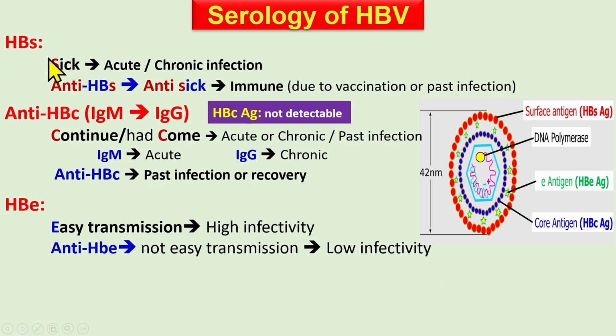So HBs, sick or anti-sick: the antibodies show the immunity, and the antigen shows the infection, meaning you are attacking the immunity. C is continue or had come, infection that is acute, chronic or post infection, while E represents transmission or replication, easy or not easy. If anti-HBe, it is not easy, meaning low infectivity. If it is easy, it means high infectivity. So these are the antigens and antibodies.